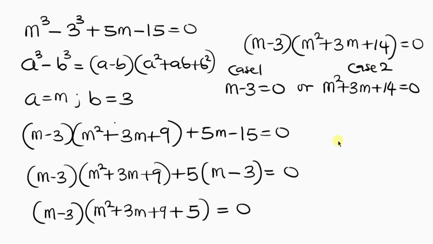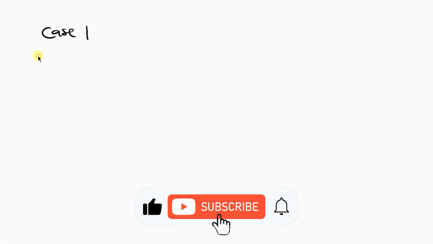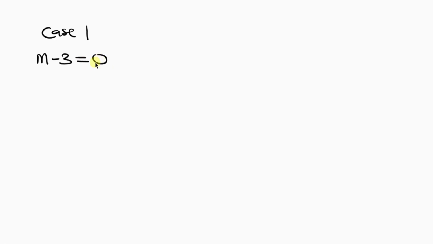So we're going to be solving these cases one after the other. Now starting the first case, we'll call this case 1. For case 1, we have m minus 3 equal to 0. So we can get the first solution for m by moving negative 3 to the right hand side. And when negative 3 crosses to the right, it becomes positive 3. So this is our first solution for m, and it is a real solution.